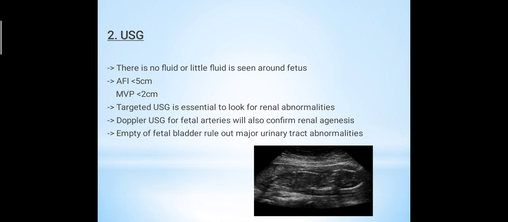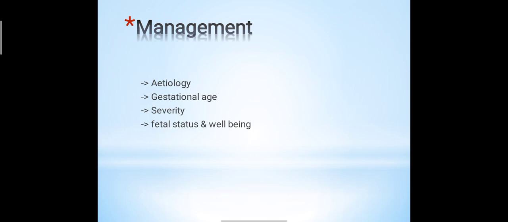Management: there is no specific treatment for oligohydramnios, but management depends upon the etiology, gestational age, severity, and fetal status and well-being. Three major problems to be ruled out with oligohydramnios are, first, renal anomalies, fetal growth restriction, and premature rupture of membrane.